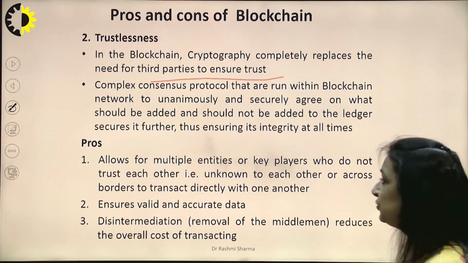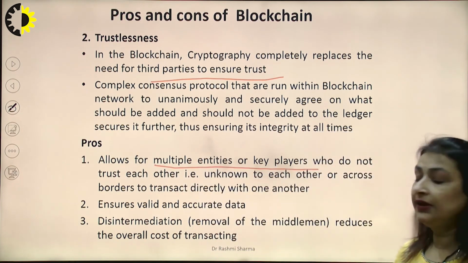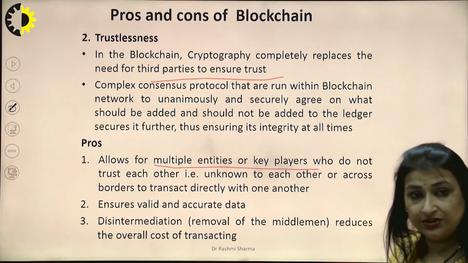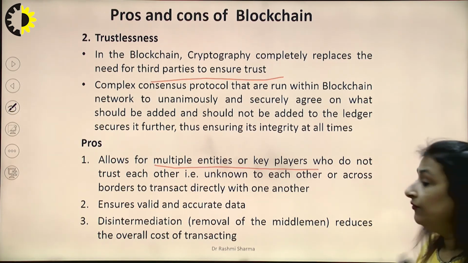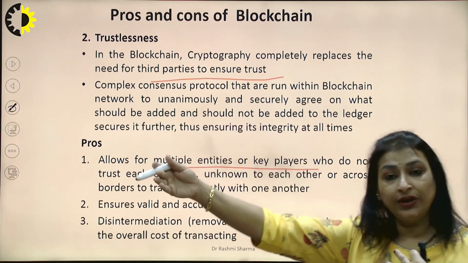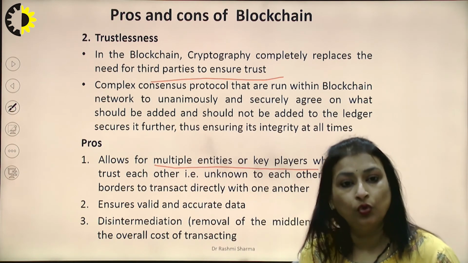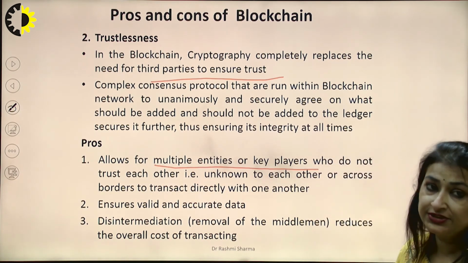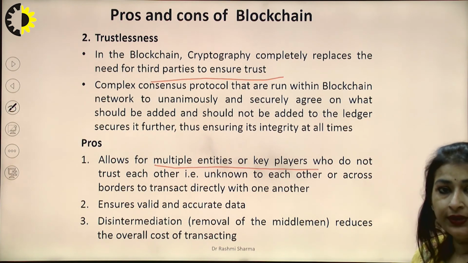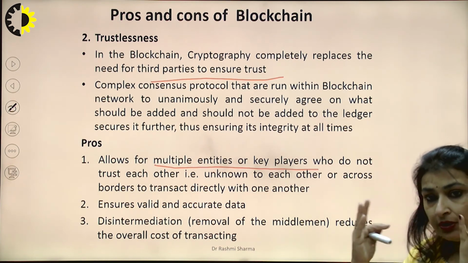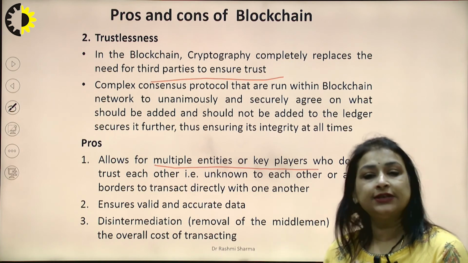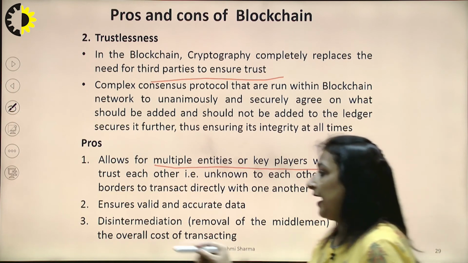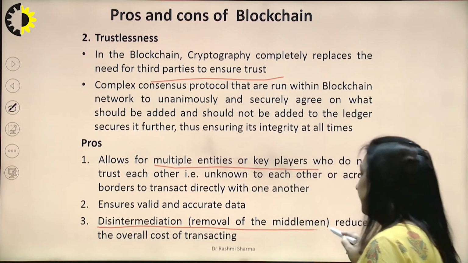So the advantage is that you can have multiple entities or key players who trust each other even though we don't know each other. We are all anonymous to each other. We don't know from which location in the country or on the globe they are accessing it. To ensure that the transactions are valid, the data is accurate, and the values they are transferring are accurate, we don't require anything else, even for n number of anonymous users added to that blockchain. They have removed the need for the middleman.